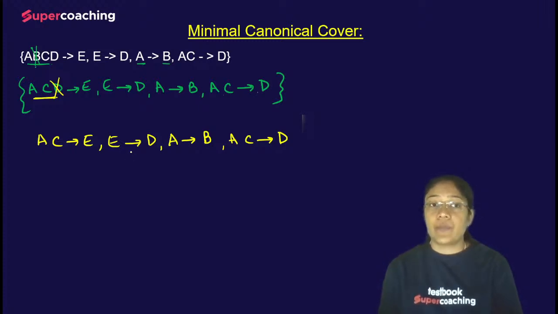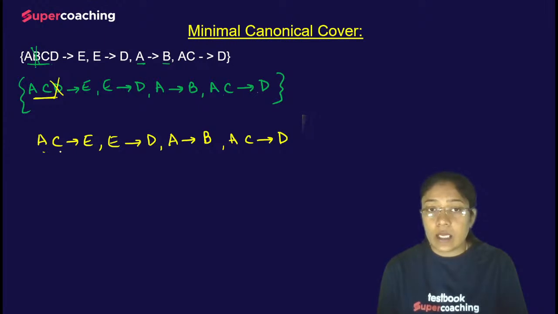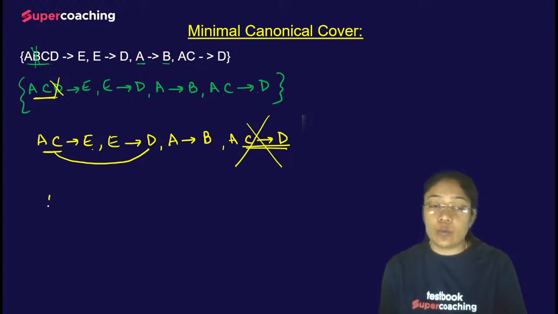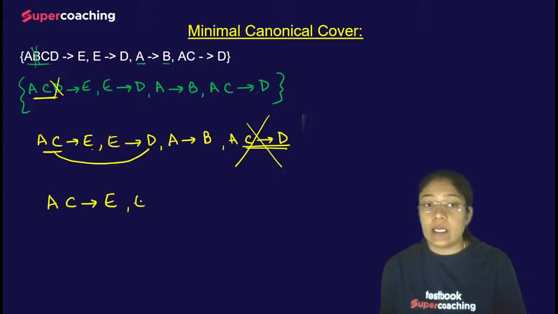Is this clear? Now, if you see here, AC determines E and E determines D, so from here AC will determine D will be possible. So this is the extra dependency. So we can eliminate it. We'll get AC determines E, E determines D, and A determines B. This is the minimal canonical cover.